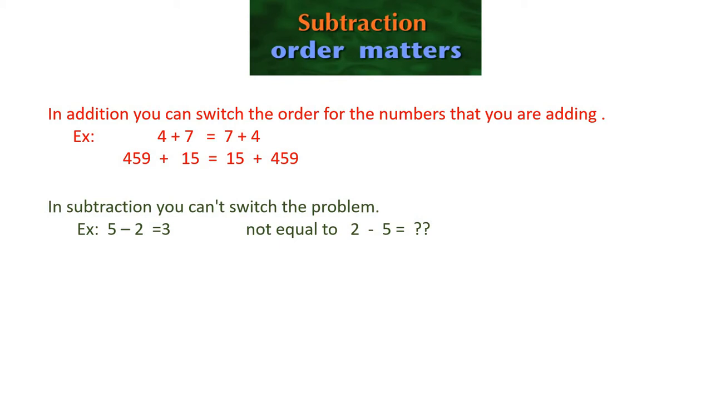But if you are trying to do a subtraction or multi-digit subtraction, you cannot switch places. You cannot change the place of each number. So you always have to start with the bigger number. It's 5 take away 2 equals 3, and it will never be 2 take away 5, because you have to start with the bigger number to have a logical answer, otherwise you're going to be confused.